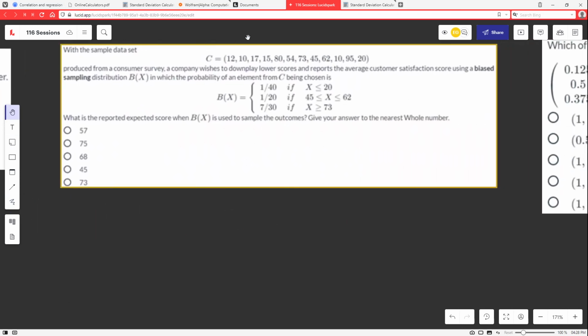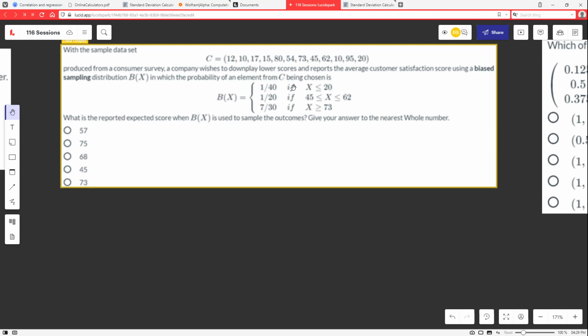We have this data set. Okay, this is a biased distribution. We want to sample all this and find it based on the probability given by that b of x. A company wishes to download, so they're trying to cheat and make it look like they're doing better than they are using this function of probability.